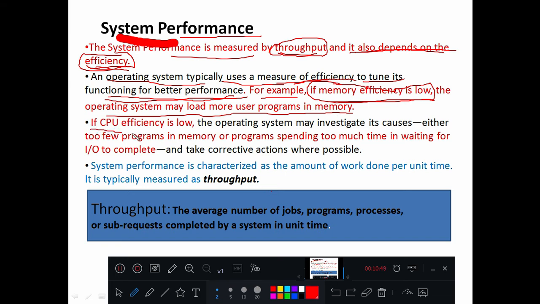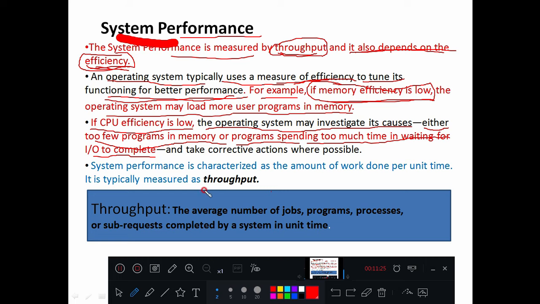Okay. Next, if CPU efficiency is low, what do you mean by CPU efficiency? The entire time of the CPU or processor time is not utilized 100%. In that case, CPU efficiency will be low. The operating system may investigate its causes. What is the reason behind not utilizing the CPU time entirely? It will investigate its causes: either too few programs in memory, or programs spending too much time waiting for IO to complete.